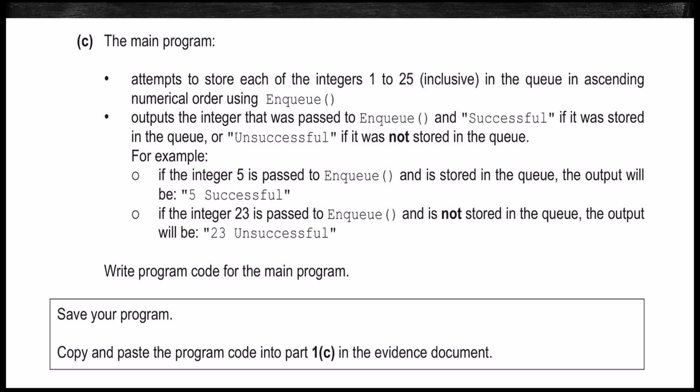If the integer 5 is passed to Enqueue and is stored in the queue, which it should be if we're doing it in numerical order 1 to 25, 5 will go into index 5, and that will be our fifth item. The output will be 5 successful. If the integer 23 is passed to Enqueue and is not stored in the queue, which it shouldn't be, because we'll have 20 items before we reach the value of 23, the output will be 23 unsuccessful. Write program code for the main program, which is Sub Main, our main method. Let's swing over to VB.NET and pick up these easy 3 points on our Paper 4 exam.